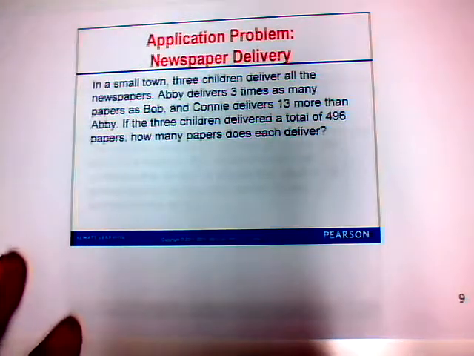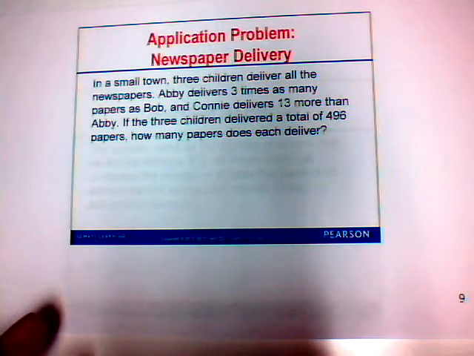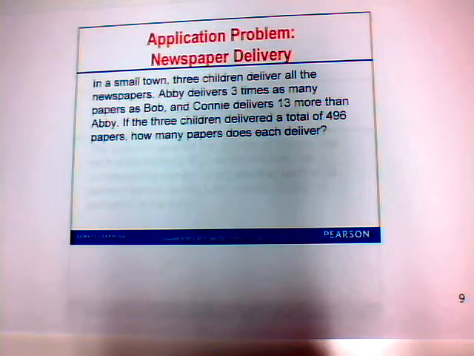Let's look at a newspaper delivery problem as an application of solving equations. In a small town, 3 children deliver all the newspapers. Abby delivers 3 times as many papers as Bob, and Connie delivers 13 more than Abby. If the 3 children delivered a total of 496 papers, how many papers does each deliver?